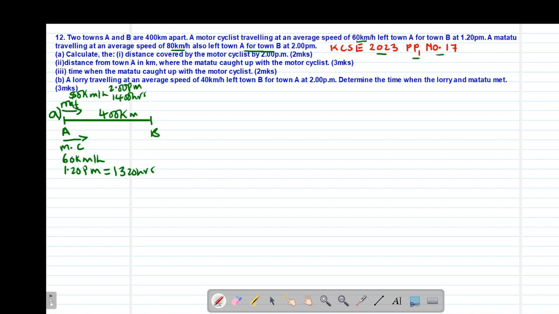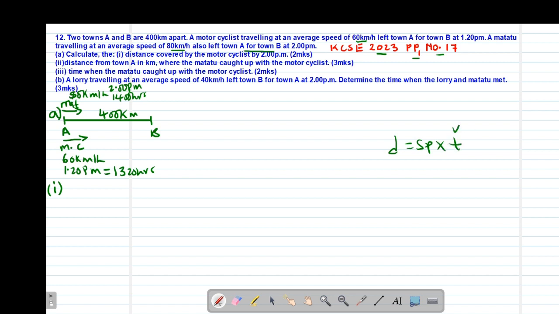Then part A of the question, they want us to calculate Roman 1, the distance covered by the motorcyclist by 2 p.m. So Roman 1, they want the distance traveled by the motorcyclist by 2 p.m. So remember to find distance, distance is equals to speed multiplied by time.